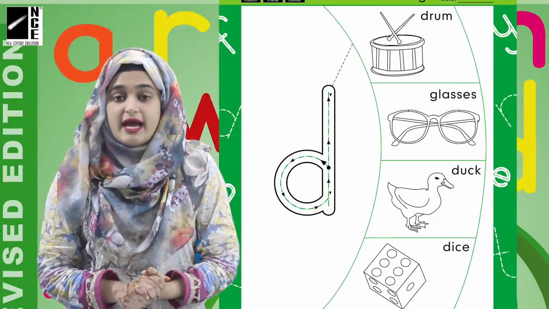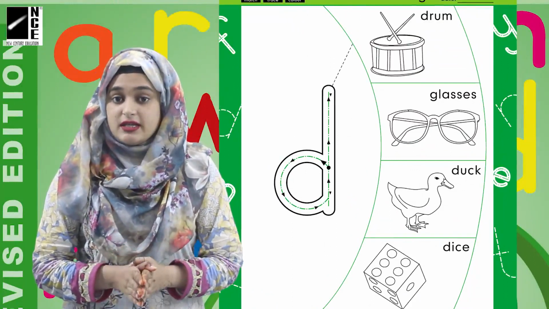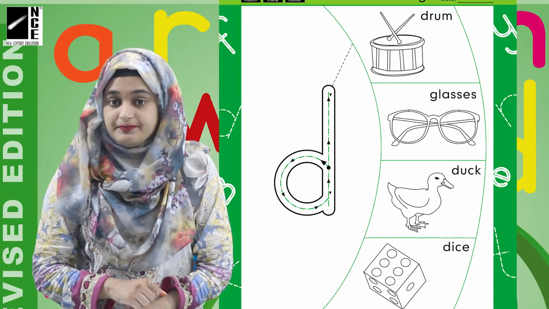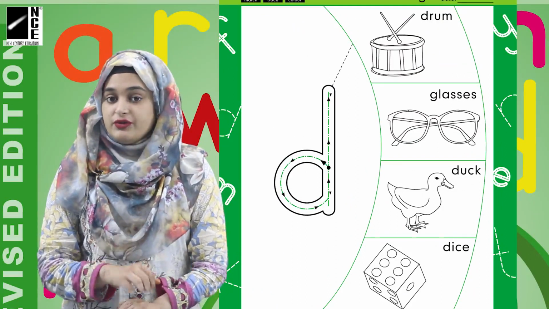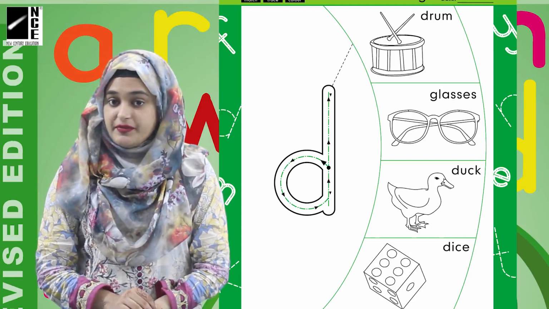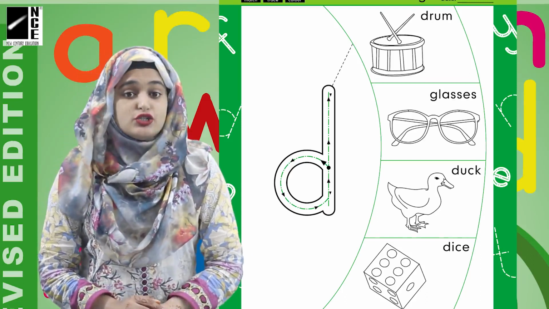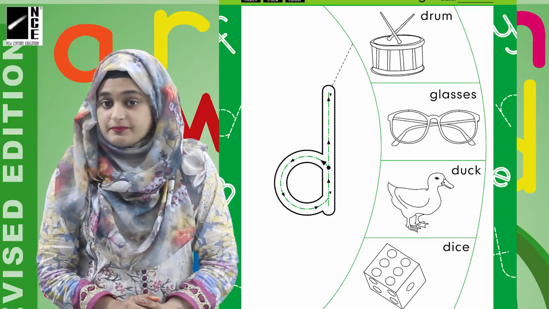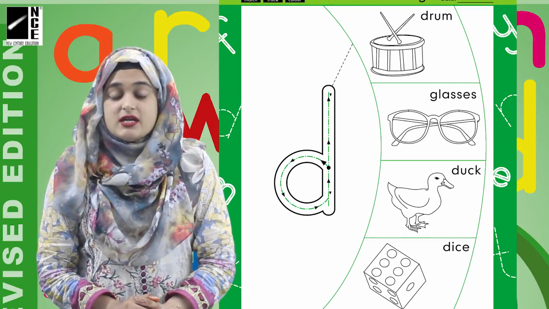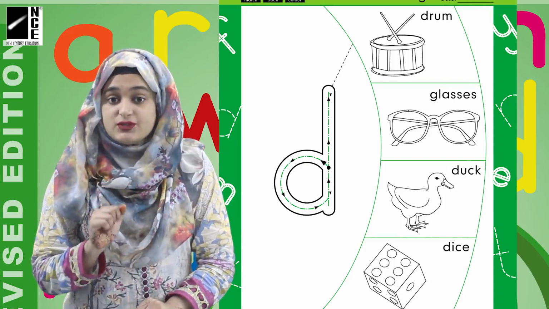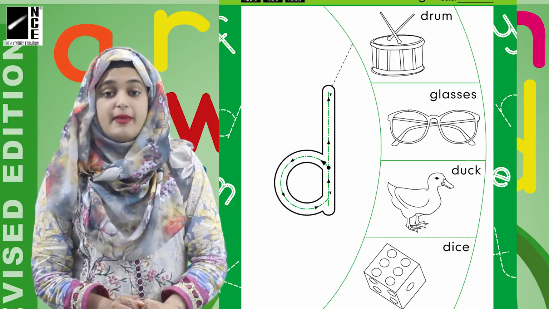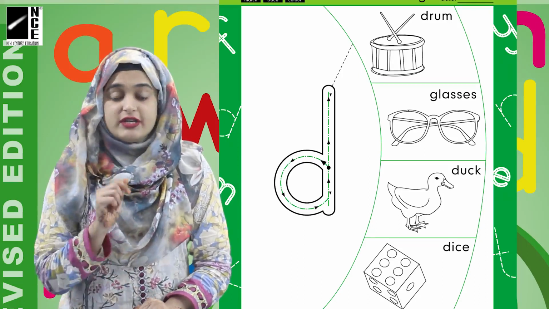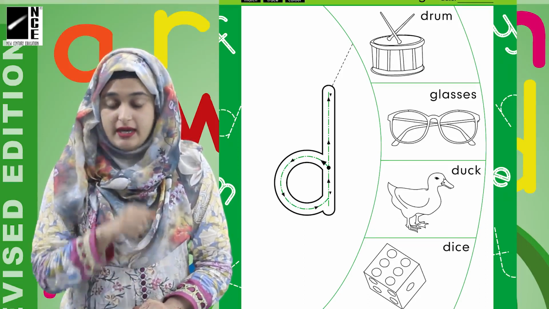We have to match the pictures which are starting from D to the letter D. So for you, the first example is given over here. The word is drum. And what is the beginning sound of drum? Well, it is D. That's why drum is matched to D. You have to trace on this line first.